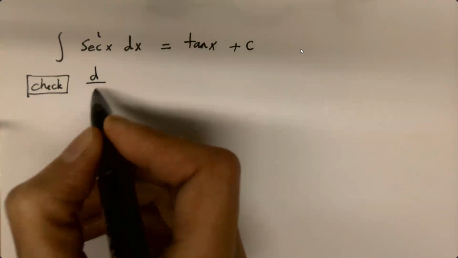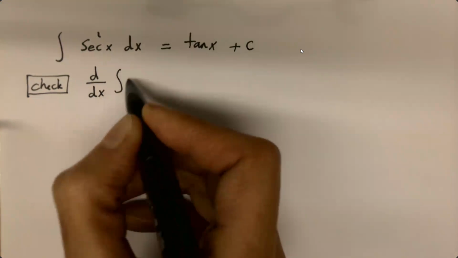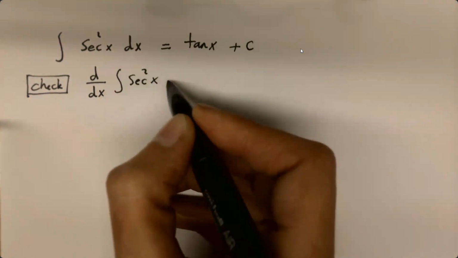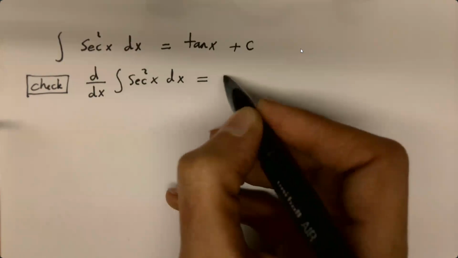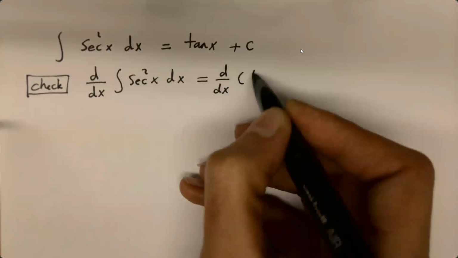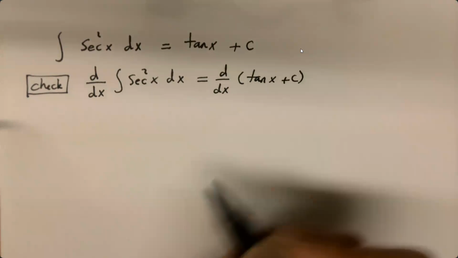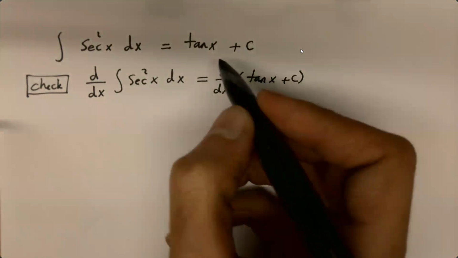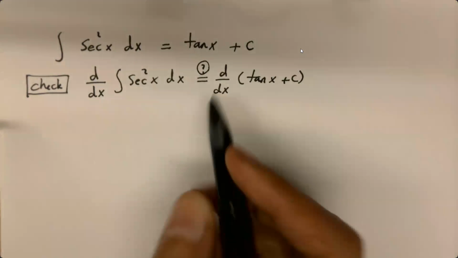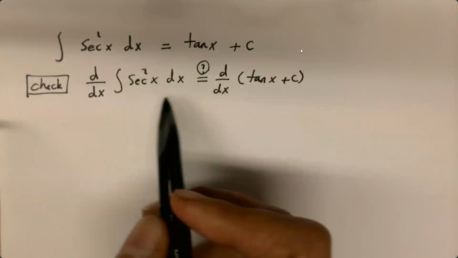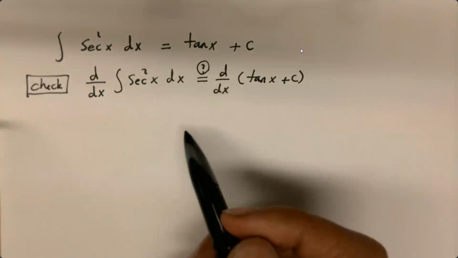The derivative of secant squared of x dx must be the derivative of tangent of x plus c. So we're going to put a question mark on top of it to make sure that your left-hand side and right-hand side must be eventually equal to each other.